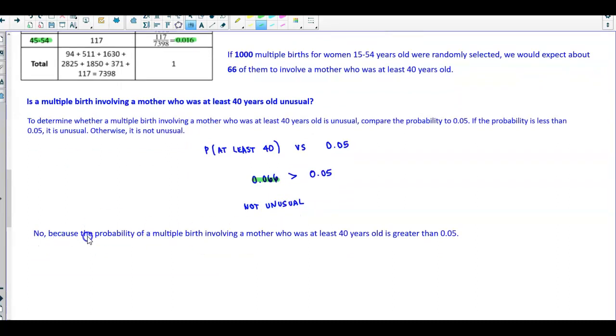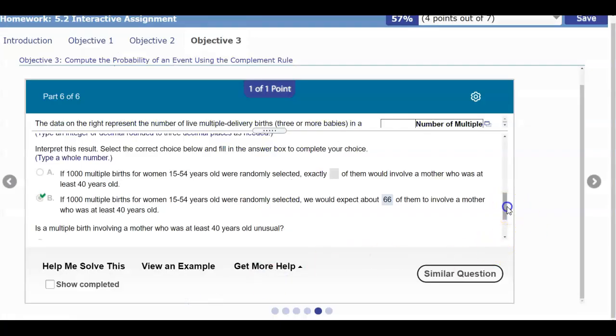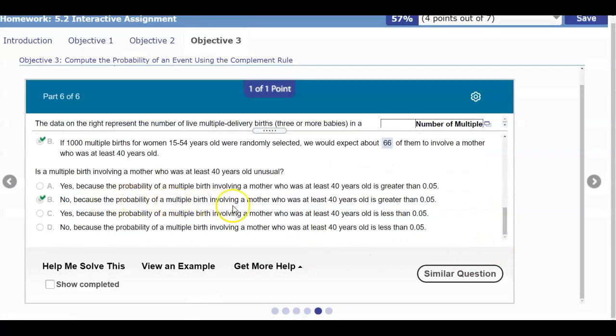So we would say no, because the probability of a multiple birth involving a mother who was at least 40 years old is greater than 0.05. And therefore, looking at our result, there is our answer.